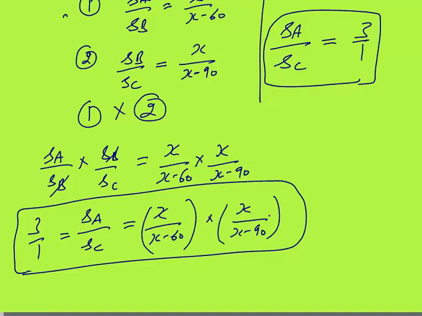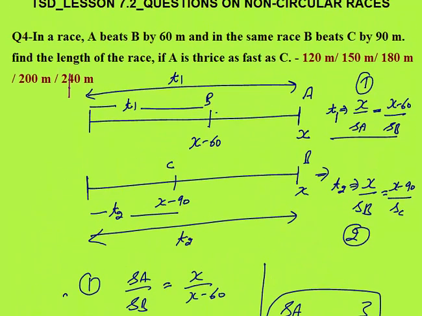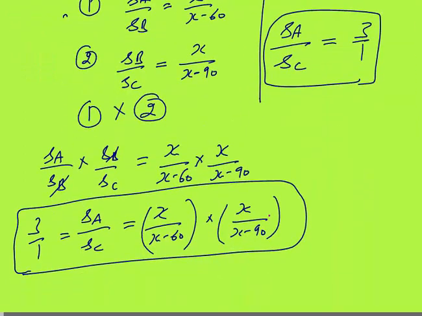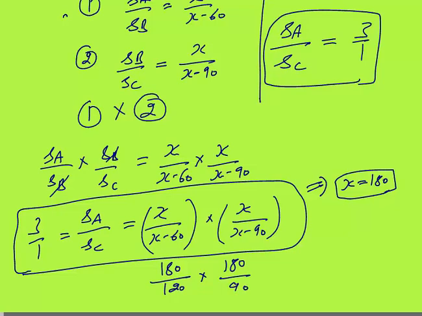Now you don't need to solve the entire quadratic equation. Take the options. Option 180 will satisfy, the rest of the options will not. Otherwise the quadratic equation will take so much time, so you need to put the options in one by one. If I am checking x equals 180 meters: 180 by 180 minus 60, that is 120, into 180 by 90. The 90 and 90 cancelled, and you got 3 equals 3. So x equal to 180 will be your answer.